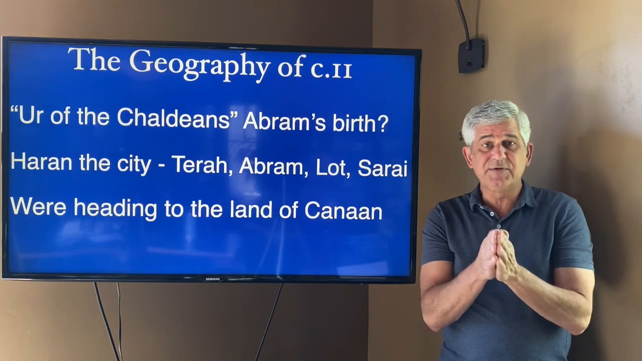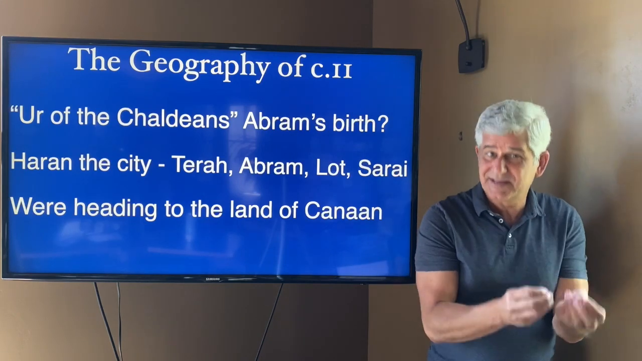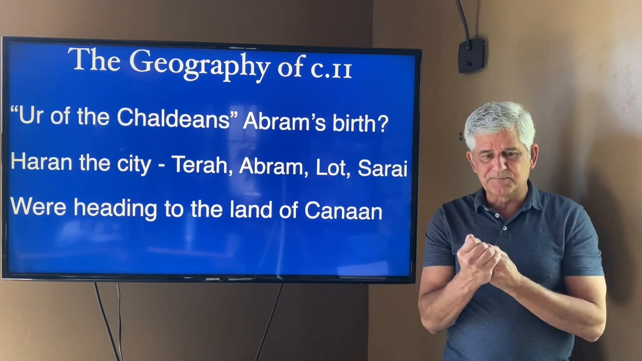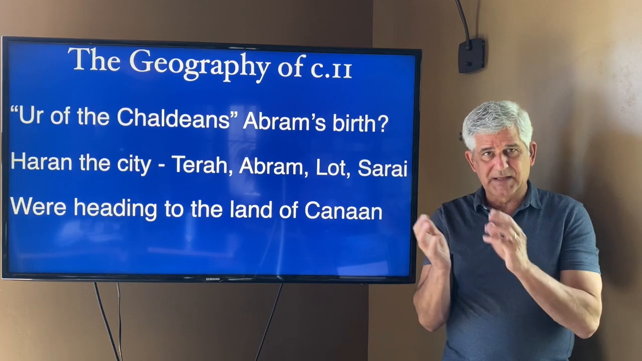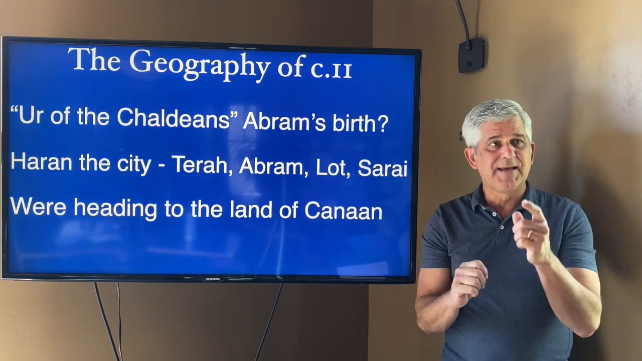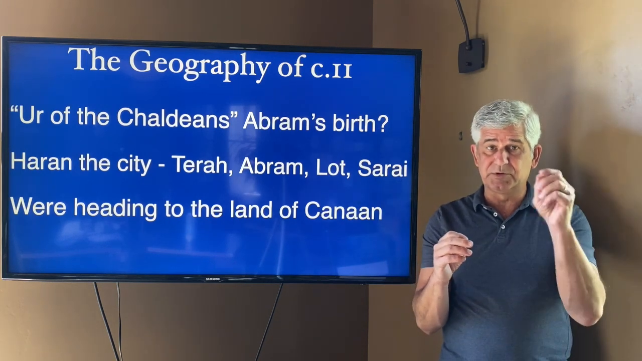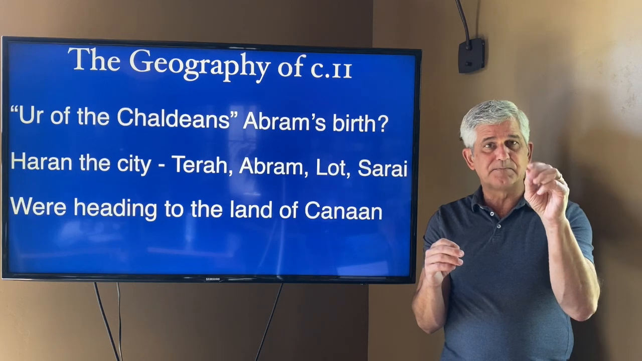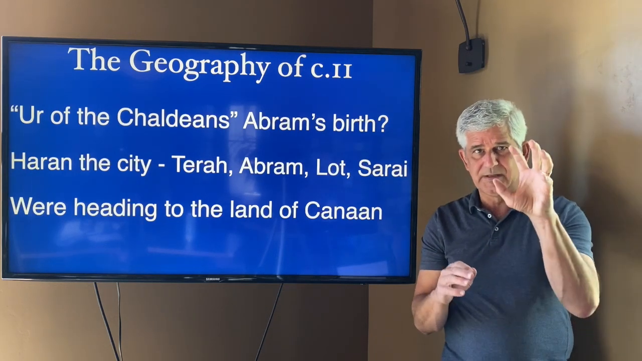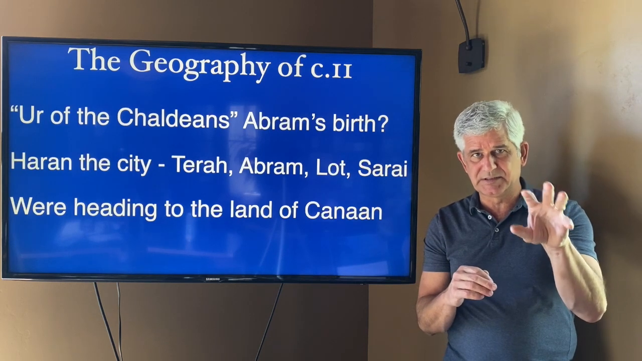And so this is confusing because there's a man named Haran. There's also a city named Haran. They go to Haran, the city, Abraham, Lot, Sarah, with Terah. And they decide that instead of continuing down to Canaan, which would be a significant trip, they stay there. And that's where Terah dies. And that's where we are when this story starts.